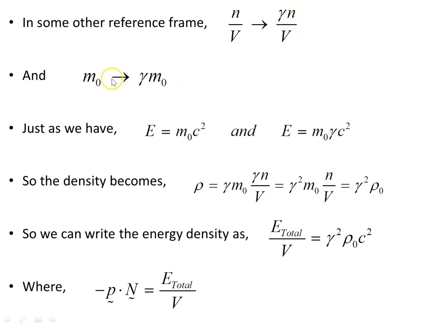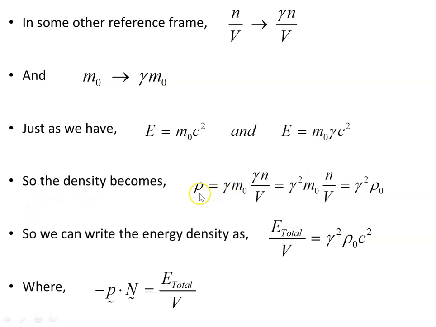They must include that. Also, the mass is moving relative to an observer. So the mass in frame S prime is moving with respect to frame S. The observer in frame S must include a gamma factor as well for the mass. So just as we have E equals m0 c squared in the rest frame, we have E equals m0 gamma c squared for the observer in S frame, making observations of objects passing him or her in frame S prime. That has implications for density.